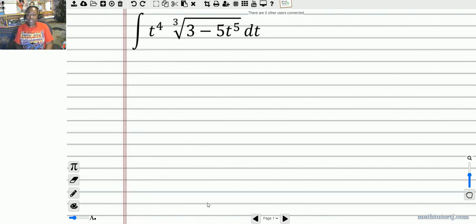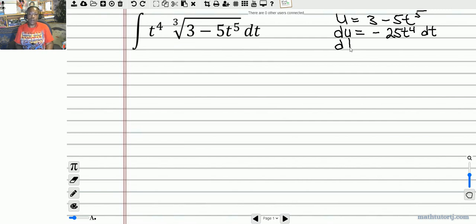So in this case, u is going to be 3 minus 5t to the fifth. Our next step is to find du, which is the derivative of u: negative 25 t to the fourth dt.